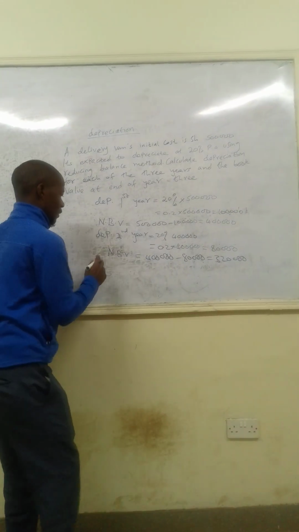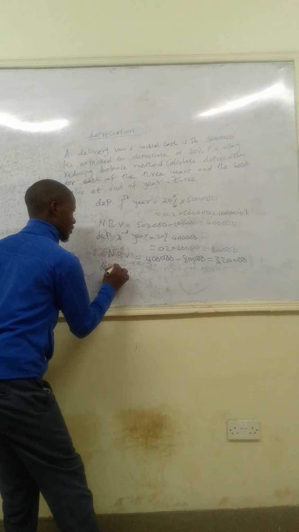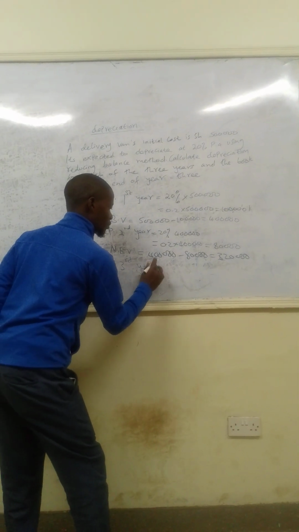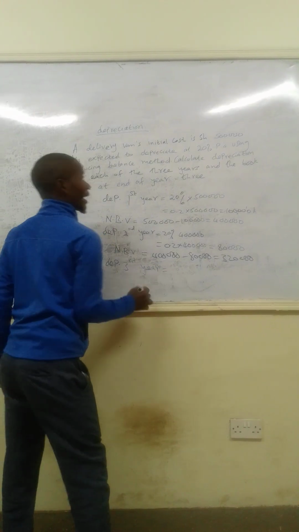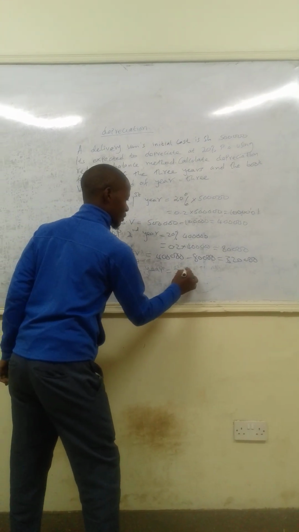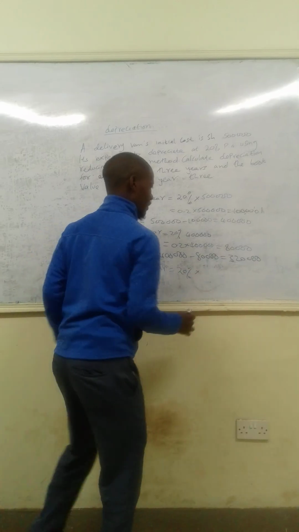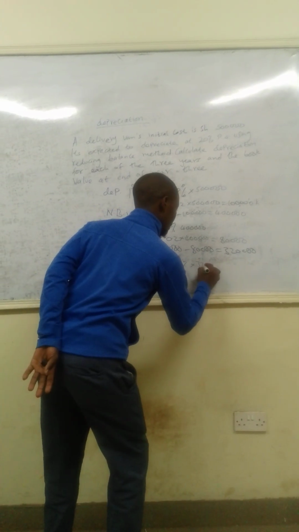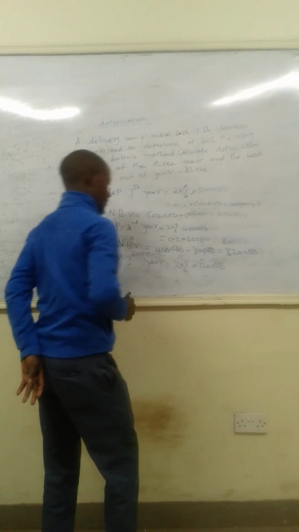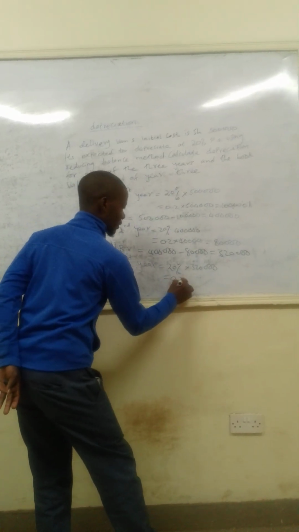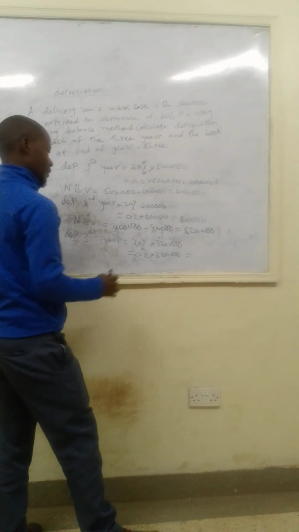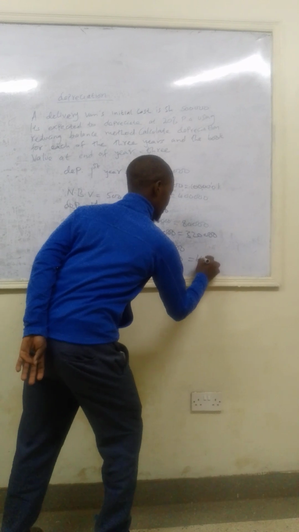So the depreciation charge for that year will be equal to, again, 20% of the book value of that asset at the end of the second year. We're going to have 320,000. This one is 0.2 times 320,000. We're going to get 64,000.